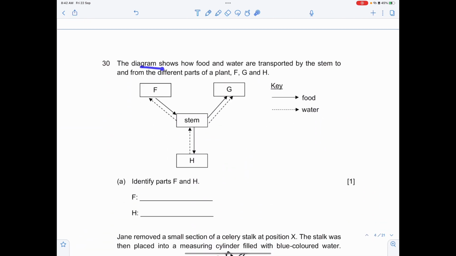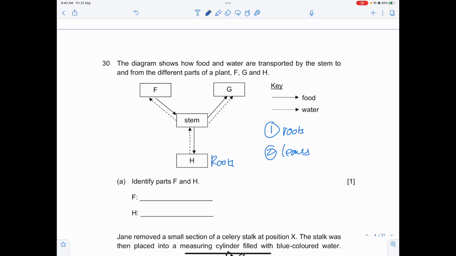The diagram below shows how food and water are transported by the stem to and from different parts. Now, when doing this question, you always want to identify your roots and your leaves. These are the first things. Roots and leaves. Why? Because they are the source. With that, you can orientate. Your roots is the source where the water comes from. So if you look at the dotted line, where does it go? The dotted line originated from H. So I know that H is the roots.